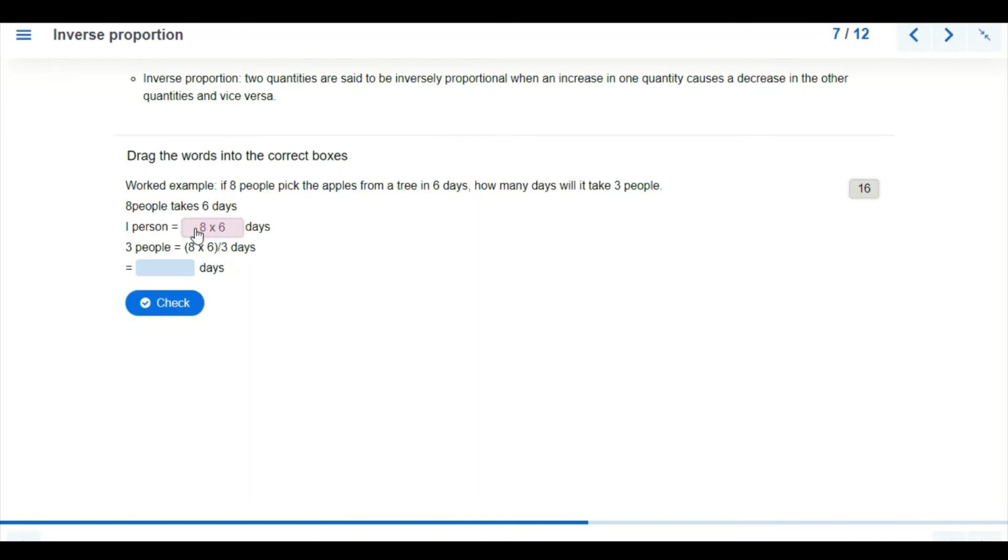That is 48 days. So for one person it's going to take 48 days to pick that amount of apples from the tree. Now for 3 people, how many days is it going to take? It's going to take 8 multiplied by 6, divided by 3, because one person takes 48 days. So for 3 people it's going to be 48 divided by 3, which gives us 16. So 3 people will take 16 days to pick the apples. Let's check. That is the answer, 16 days.